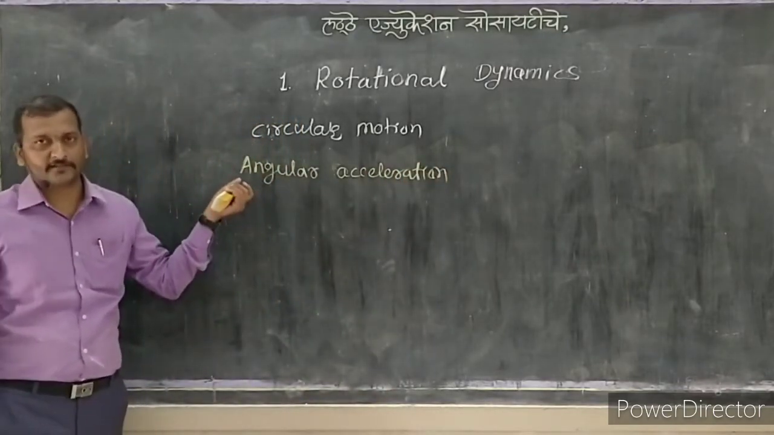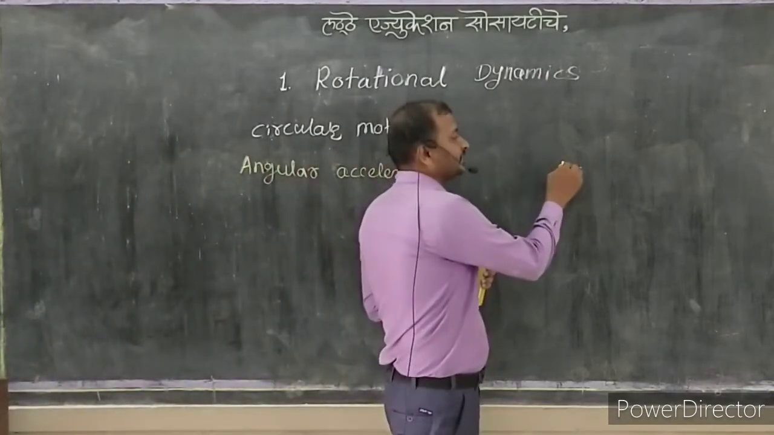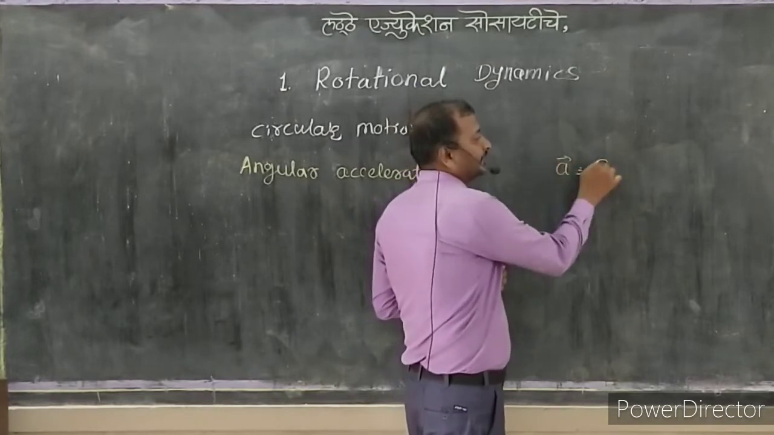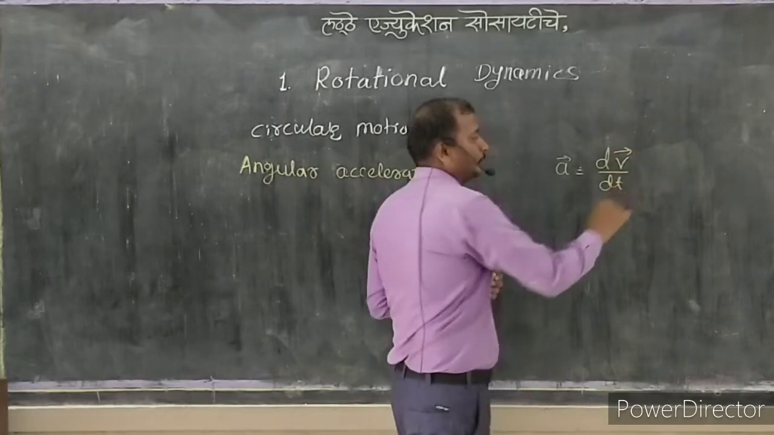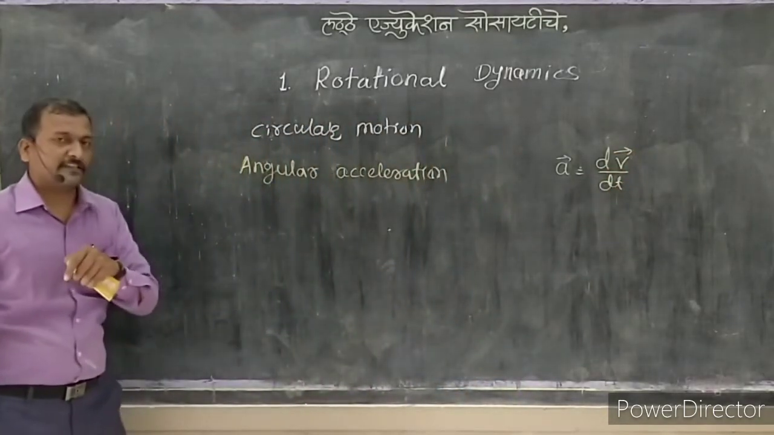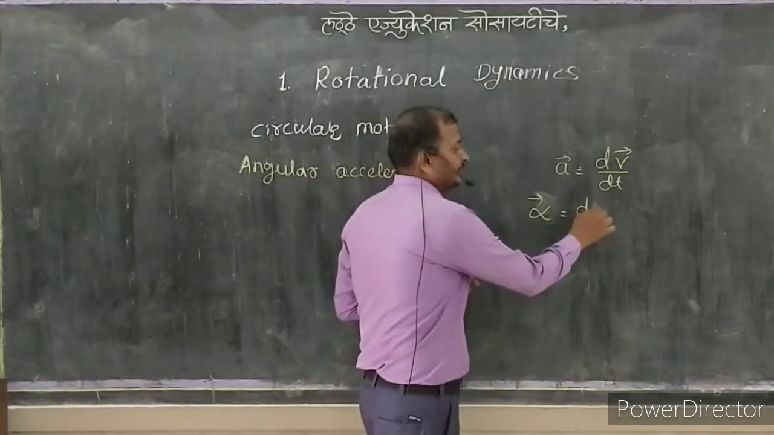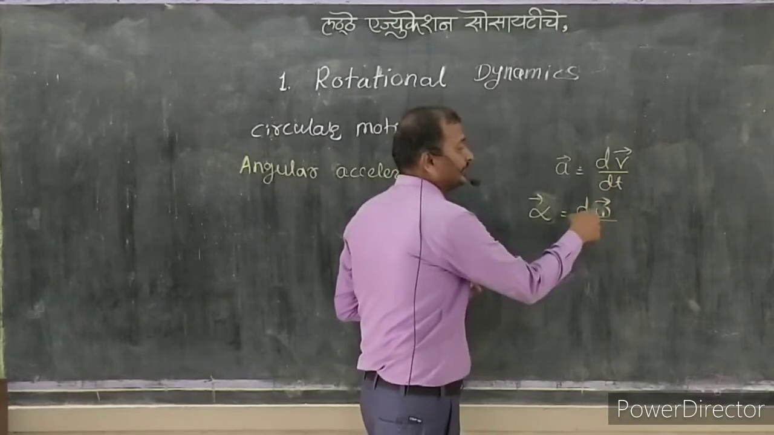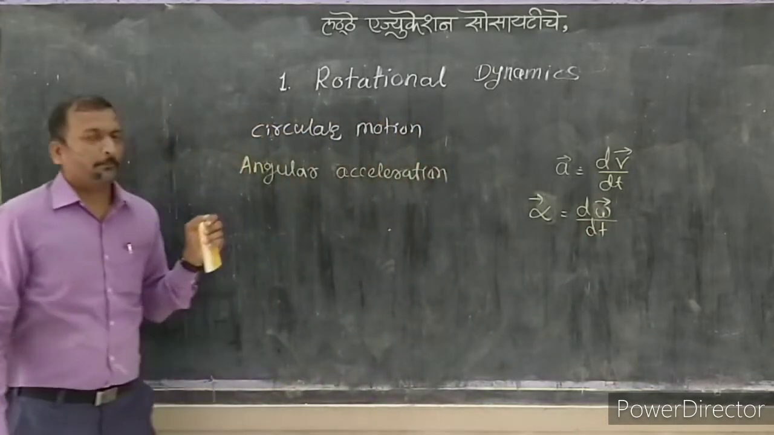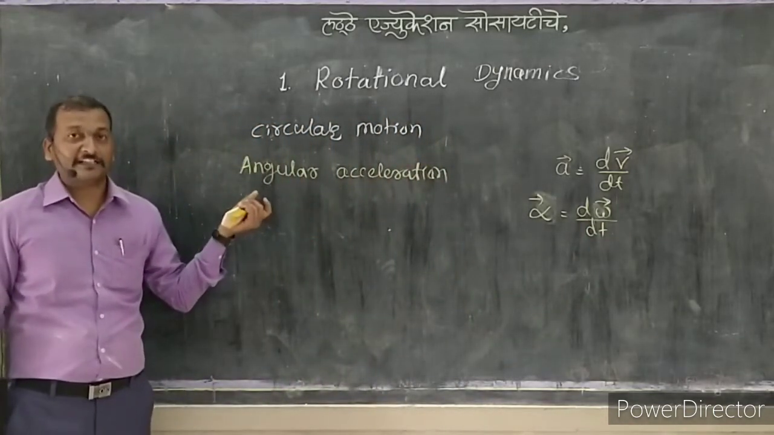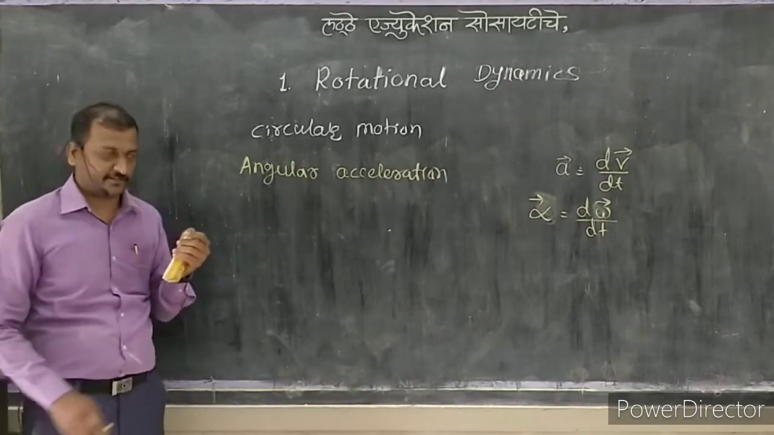Before we go into angular acceleration, first let us revise linear acceleration. Linear acceleration, a bar, is the rate of change of linear velocity with respect to time. Similarly, angular acceleration is denoted by alpha bar. Angular acceleration is the rate of change of angular velocity with respect to time. But when the particle is in circular motion, there are two types of acceleration.